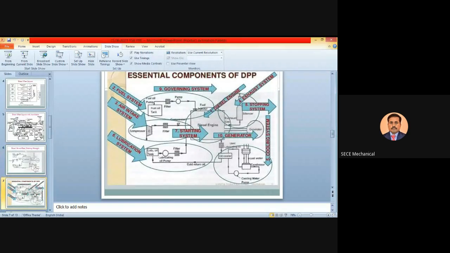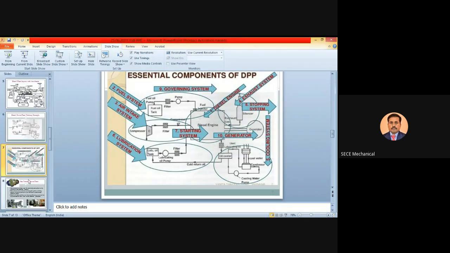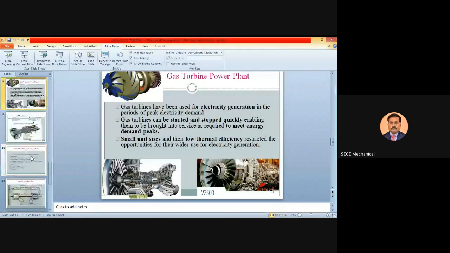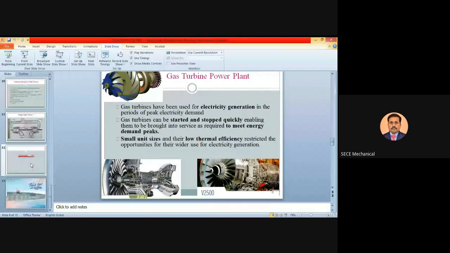In the next class, we are going to discuss the essential components of the diesel engine power plant. Some essential components are the fuel system, air system, lubrication system, starting system, governing system, generator system, cooling system, and stopping system. After I discuss the essential components of the diesel engine power plant, we'll move to the gas turbine power plant in the next class. So that's all for now.